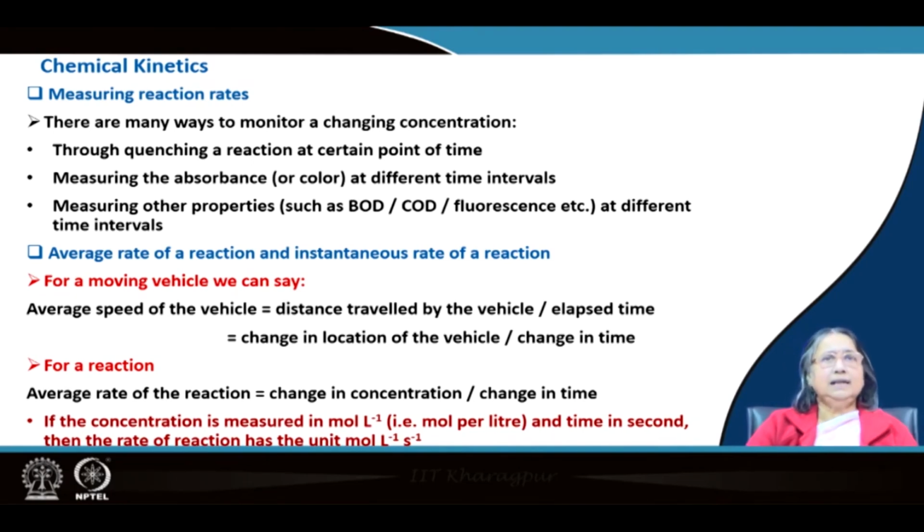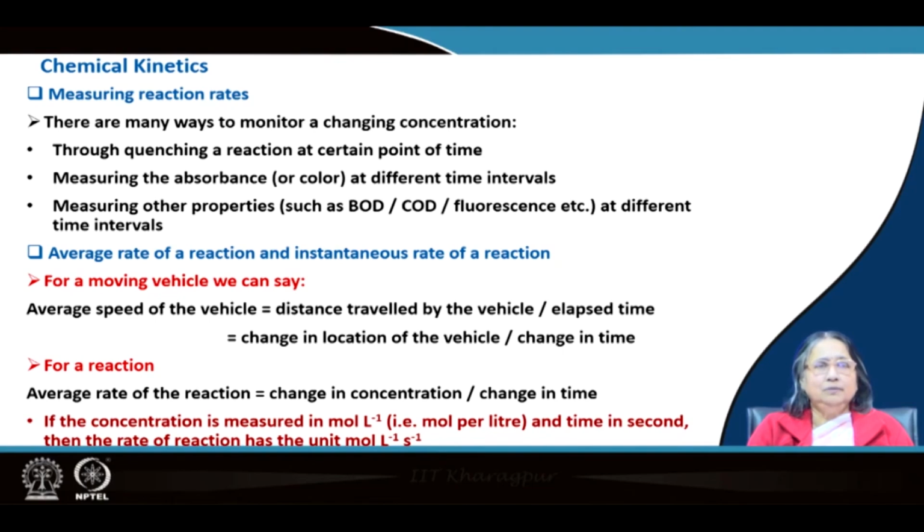Now, what is the average rate of a reaction and the instantaneous rate of a reaction? Say for example, I am travelling by a car, a vehicle. If I start from Kharagpur and I want to go to Kolkata, my speed will not be constant, right? The speed of the car will not be constant, isn't it? So, at different places the speed will vary. Then how can we determine it? We can determine it in terms of average speed.